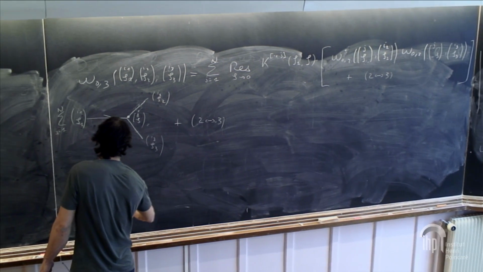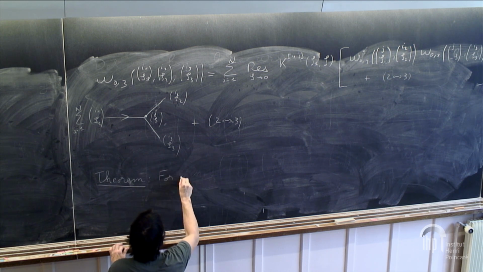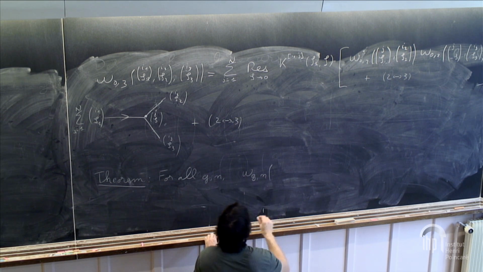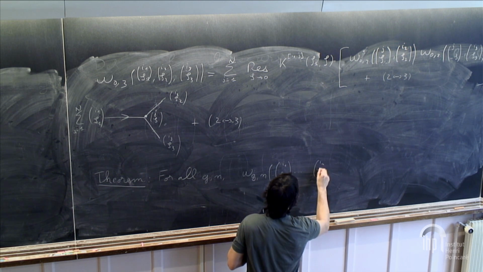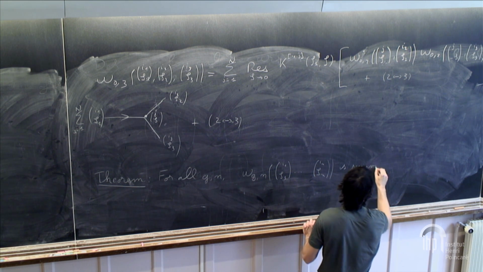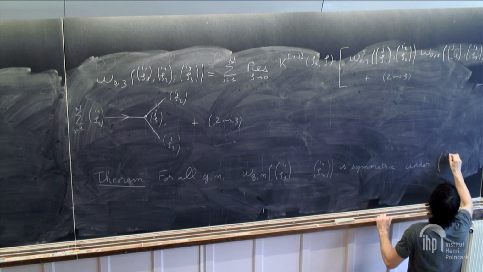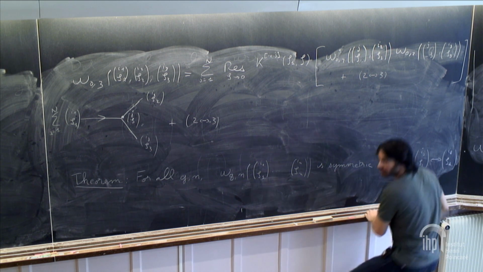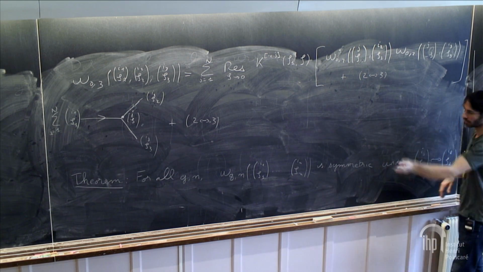Now a theorem. For all g and n, omega g,n of zeta 1 i1, ..., in zeta n is symmetric under the exchange of its arguments. So if you exchange ij zeta j with ik zeta k, it is symmetric. Any exchange of them, so you can take any permutation of these sets.